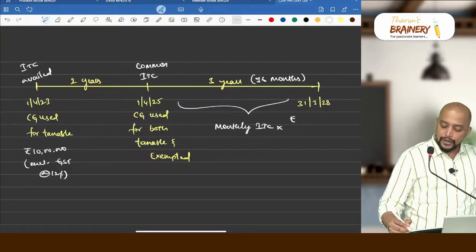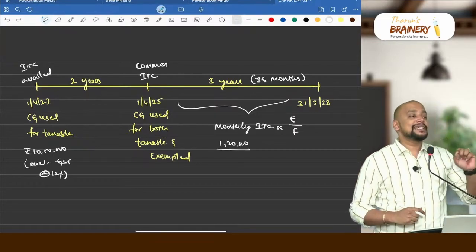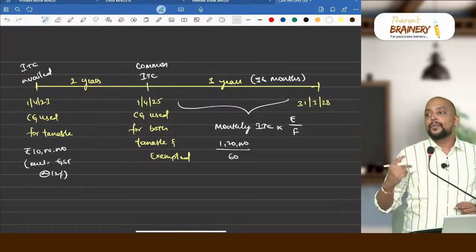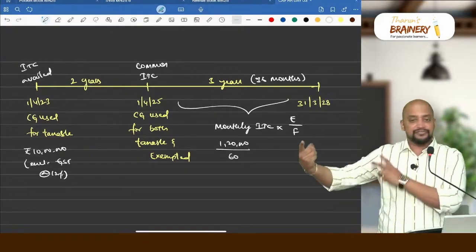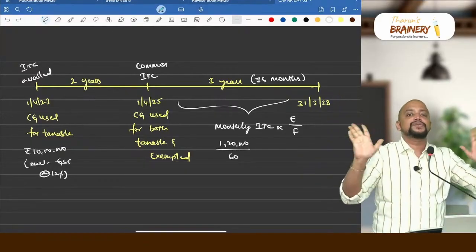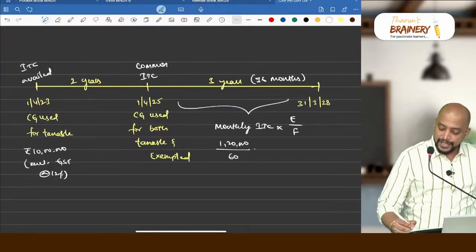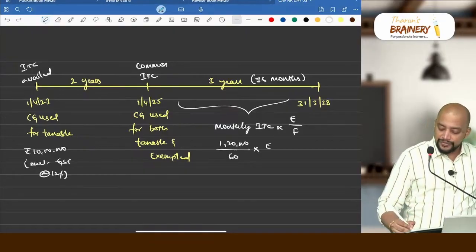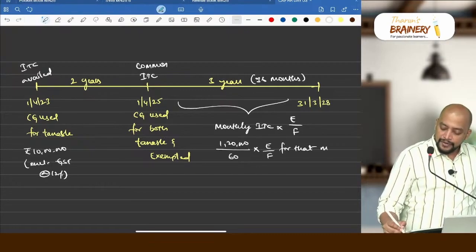1,20,000 into exempted turnover divided by total turnover of that month. So 1,20,000 divided by 60 or divided by 36? Divided by 60 only should be taken, not divided by 36. Why should it not be divided by 36? Even though we are going to reverse it for 36 months, the life of the capital goods will not change. The life of the capital goods will be same. So 1,20,000 divided by 60 into exempted turnover of that month divided by total turnover of that month. So for that month we need to reverse.